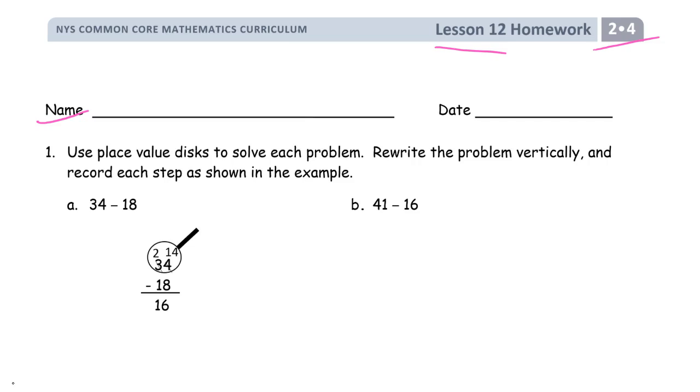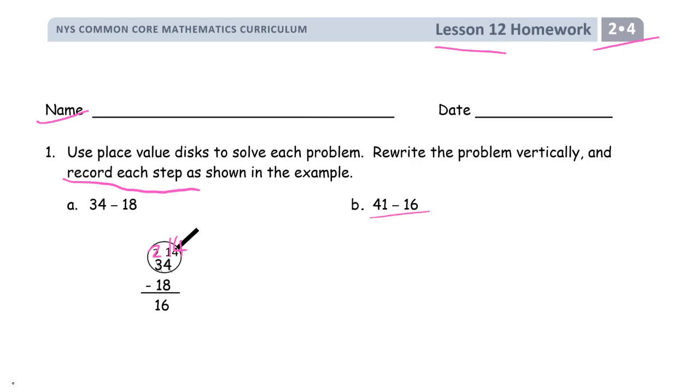So when you do this vertically, you have to have these little marks. These are called crutch marks. You have to have those. Otherwise, you're not really doing it vertically. You really have to show the record of each step. You have to show those. So the first one is done as an example.